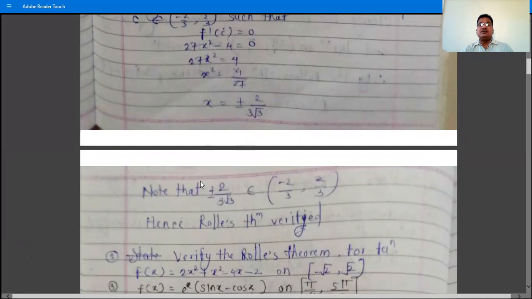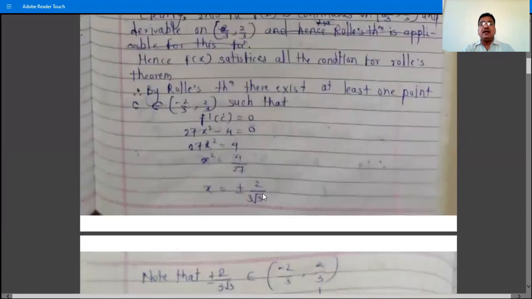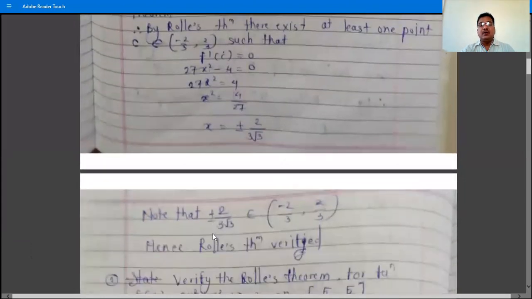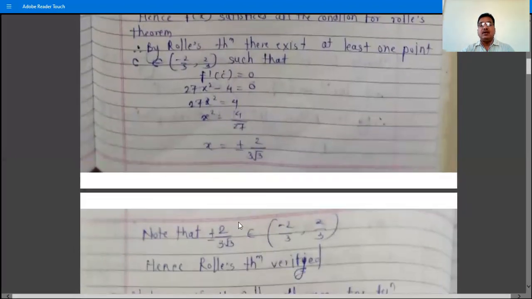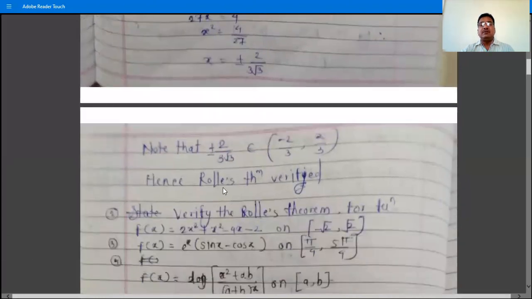So note that plus minus 2 by 3 root 3 belongs to the open interval (-2/3, 2/3). And hence Rolle's theorem is verified. That is, there exists at least one point, in fact we have 2 points, such that the derivative at those points is 0. f'(c) at these 2 points is 0. So Rolle's theorem is verified.